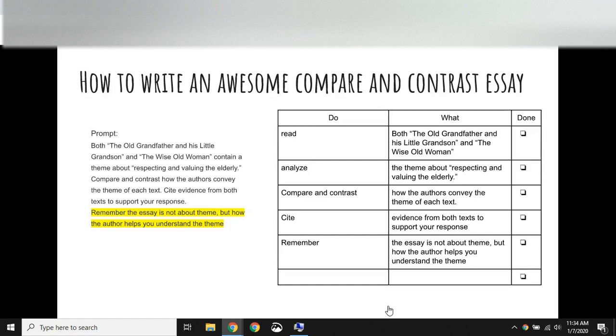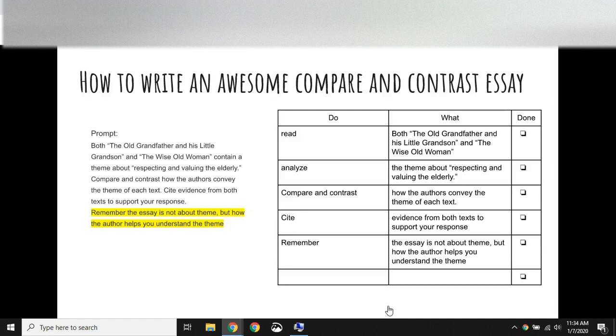Now, I can tell you that there were a few academic verbs that I had to add to this prompt. I had to think about what the prompt was asking me to do. The first thing I had to do was what? I got to read the text, or I won't be able to do this activity, correct? So I had to add that academic language. I have to read. What do I have to read? Both The Grandfather and His Little Grandson and The Wise Old Woman. I have to read both those texts.